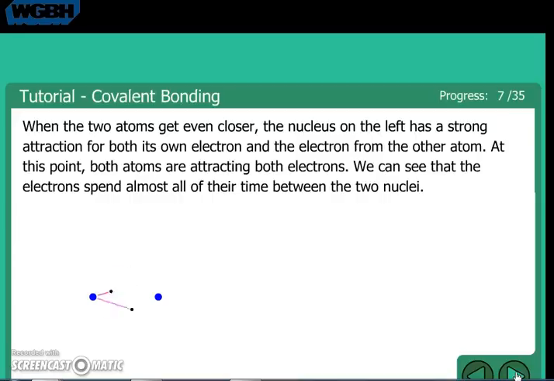When the two atoms get even closer, the nucleus on the left has a strong attraction for both its own electron and the electron from the other atom. At this point, both atoms are attracting both electrons. We can see that the electrons spend almost all of their time between the two nuclei. Now you can answer question number 3.